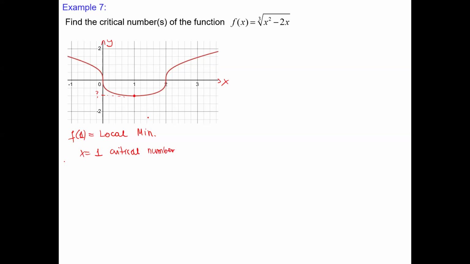But let's find it explicitly. How can we find it out, because we will not always see the graph. And maybe we have more critical values. You probably see another one at 2.